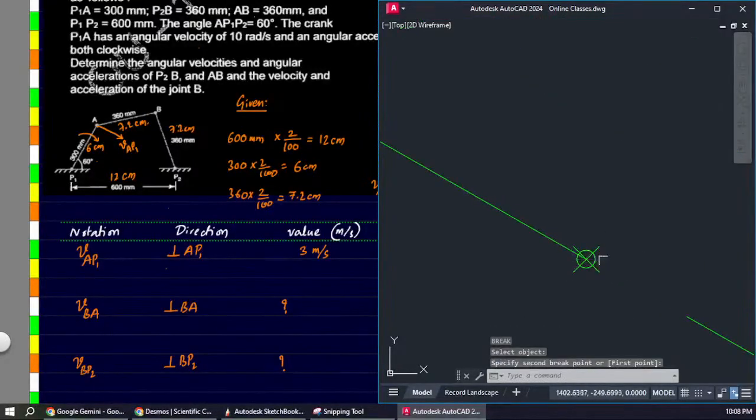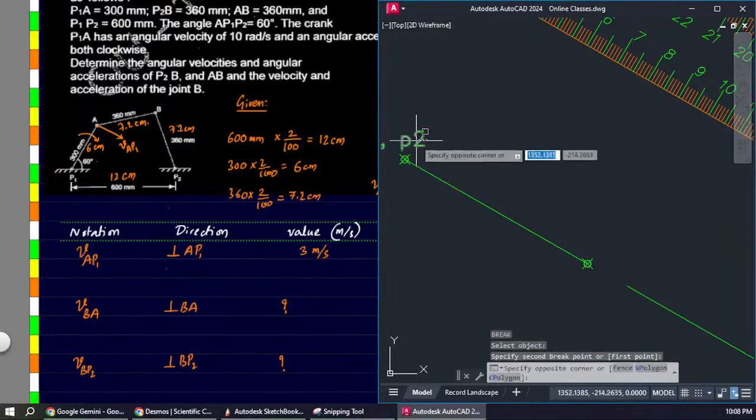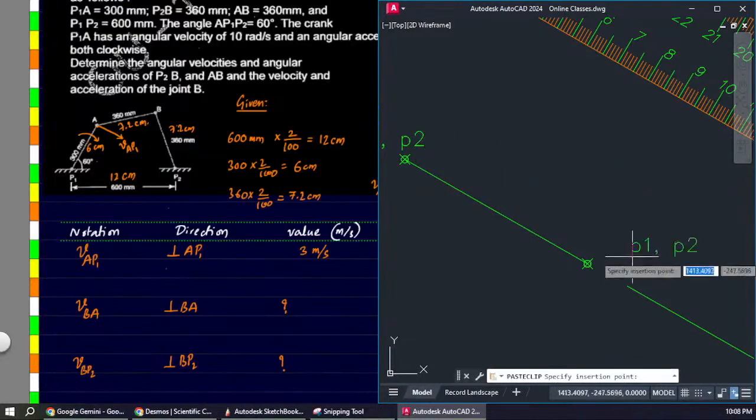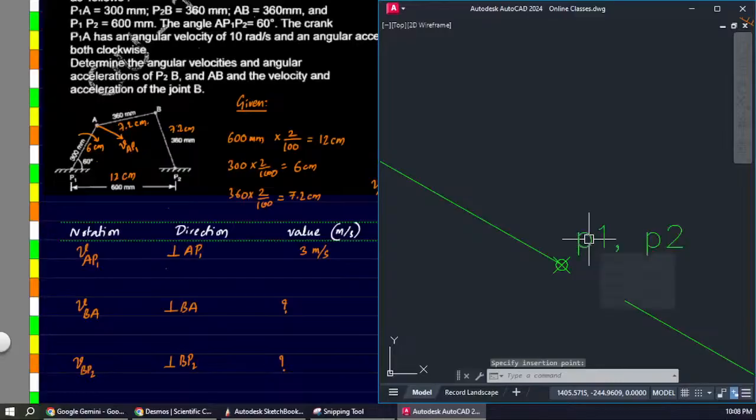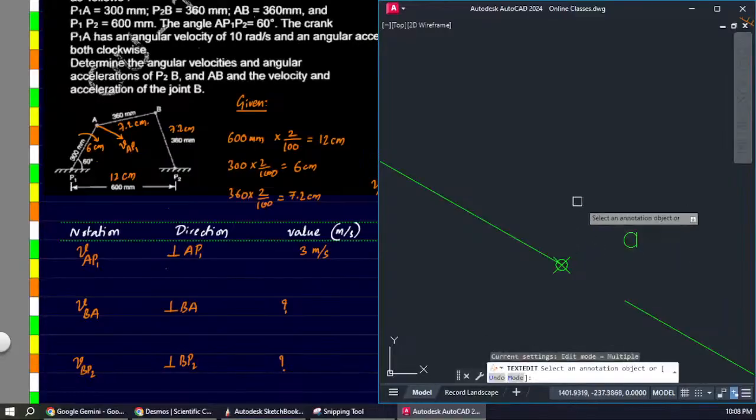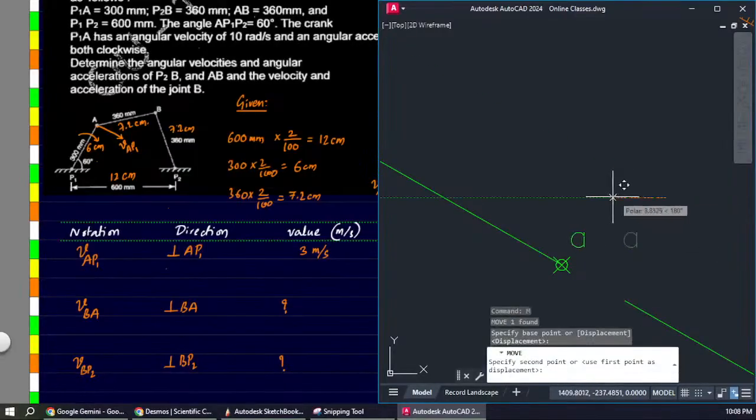So our velocity diagram is going to end here. What will the point be called? The point should be called small a.